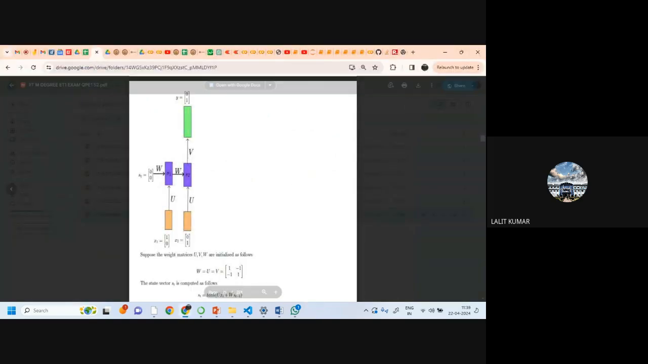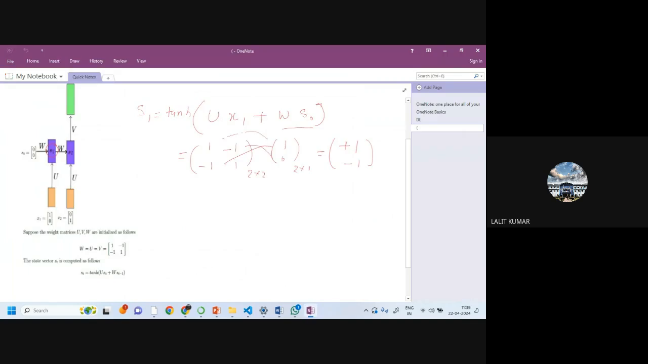Oh, my OneNote collapsed. I did something wrong. 1 minus 1 minus 1 into 0 is 0, 0. So this is 0, 0. This will become 1 minus 1 of tanh. So can we calculate it? Can somebody give me tanh of 1 and minus 1? If I'm not wrong, 0.76 and minus 0.76. 0.73 is the correct answer, no?